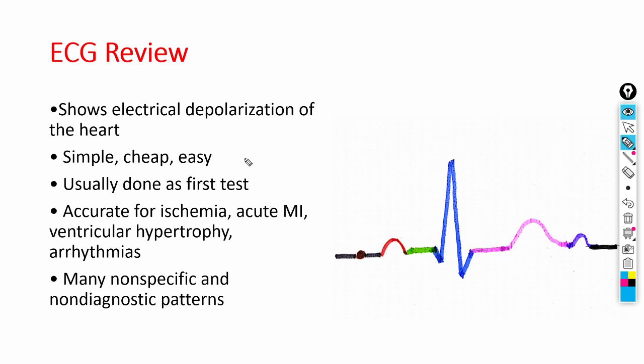First of all, ECG shows the electrical depolarization of the heart. It is a simple, cheap and easy test, usually done as the first test. It is accurate for ischemia, acute MI, ventricular hypertrophy, arrhythmias, etc. But it should be kept in mind that ECG has many non-specific and non-diagnostic patterns. So here is our P wave followed by PR segment, QRS complex, ST segment, T wave and an occasional U wave.